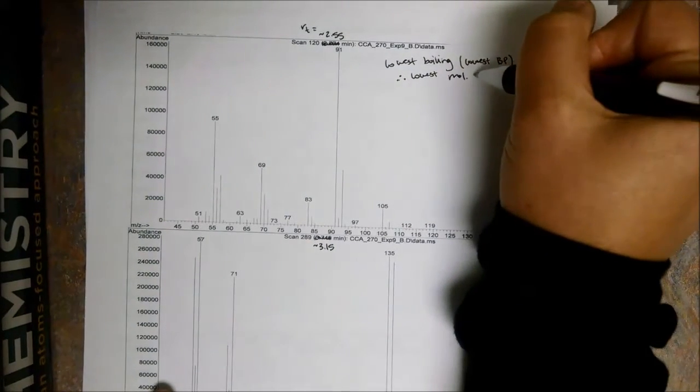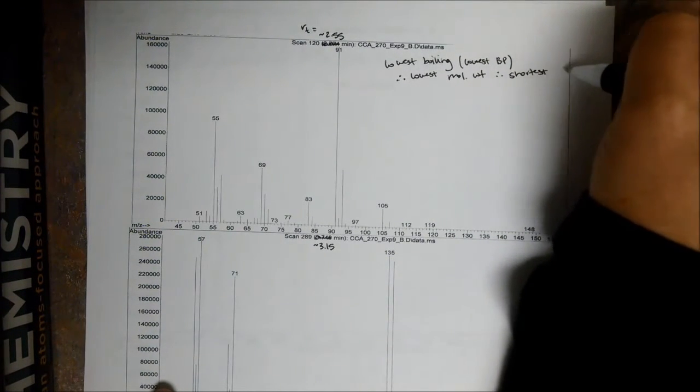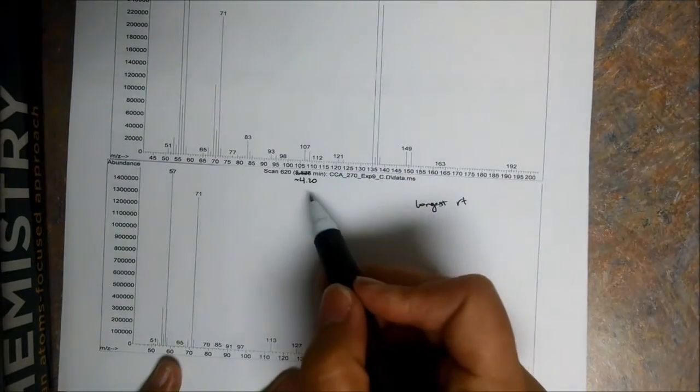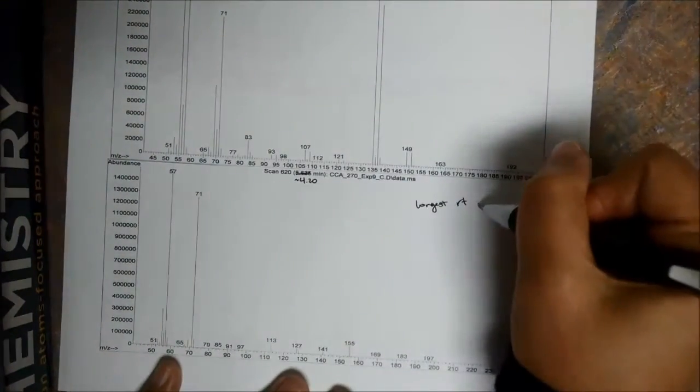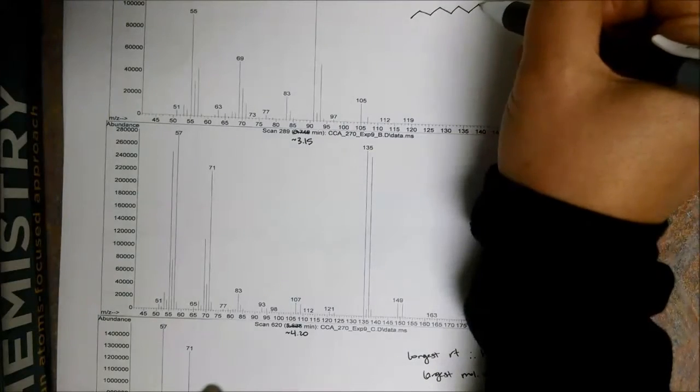Okay, lowest boiling point, therefore lowest molecular weight, therefore shortest retention time. Whereas down here, okay, this is the longest retention time. Okay, 4 minutes and 20 seconds. Therefore, it's going to be the highest BP. And for us, this equals the largest molecular weight. And which compound was that? 1, 2, 3, 4, 5, 6, 7, 8. This was our iodide. Up here was our chloride. 2, 3, 4, 5, 6, 7, 8.